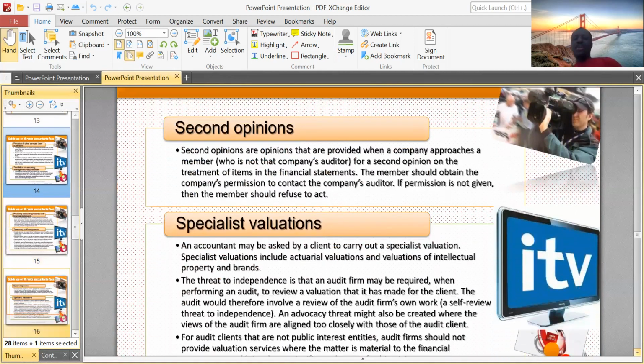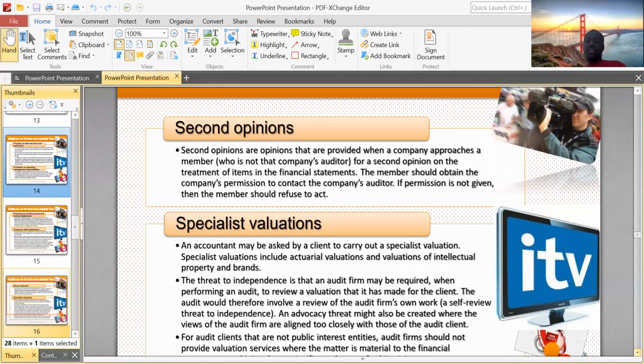Then let's talk about second opinions. Second opinions are opinions that are provided when a company approaches another auditor for a second opinion. So it means that a first auditor has given an opinion. Then the client goes to another auditor for a second opinion on the financial statements. So what should happen in situations like this? The member should obtain the company's permission to contact the company's auditor.